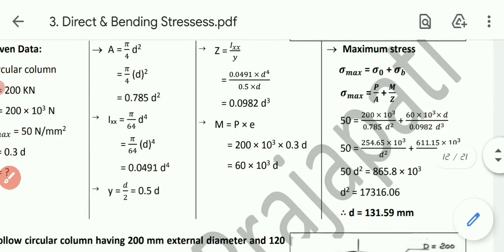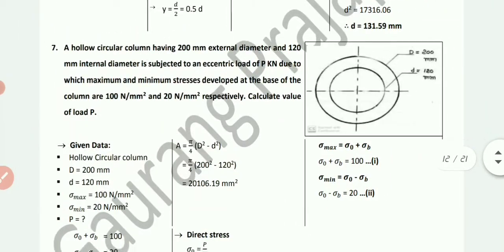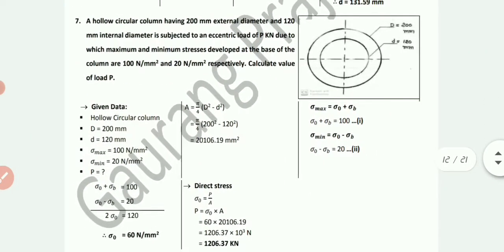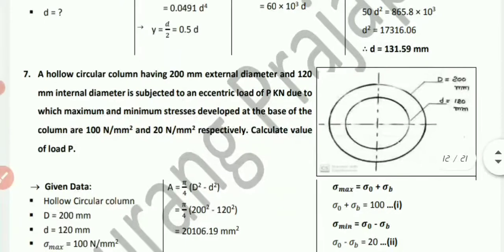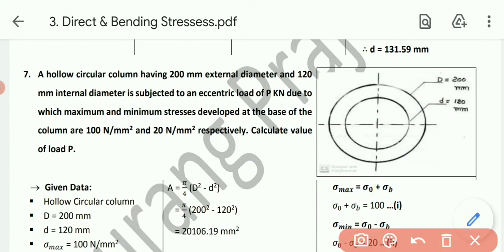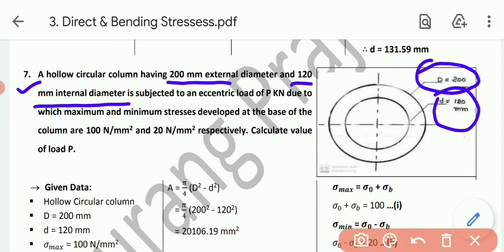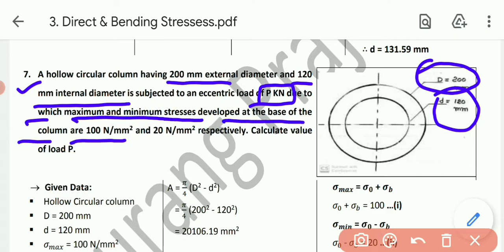As I told you, either sigma max or sigma minimum will be given to you, and we need to calculate the remaining quantities. Now example number 7. A hollow circular column having 200 mm external diameter and 120 mm internal diameter is subjected to an eccentric load of P kilonewton, due to which maximum and minimum stresses developed at the base of the column are 100 Newton per mm square and 20 Newton per mm square respectively. Calculate the value of load P.